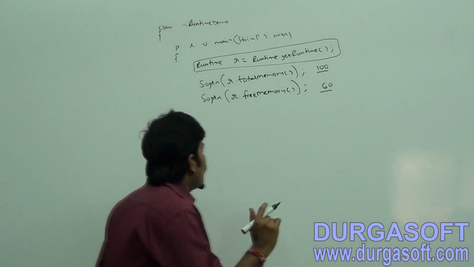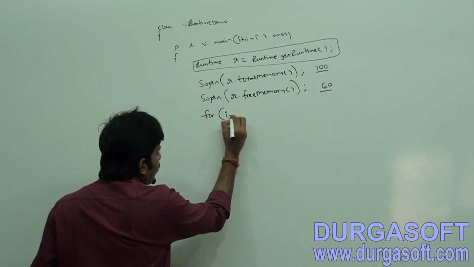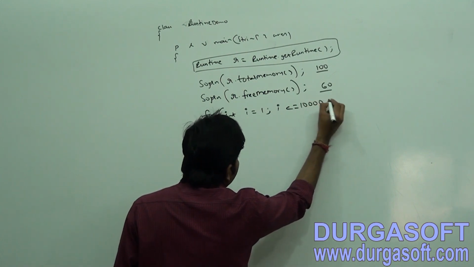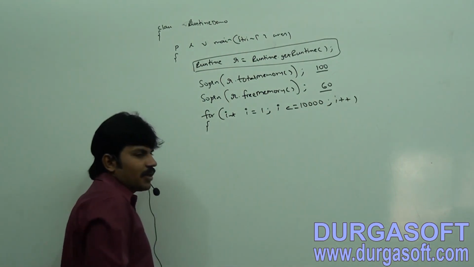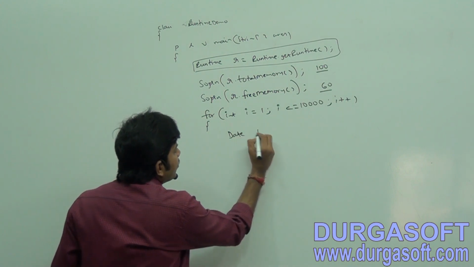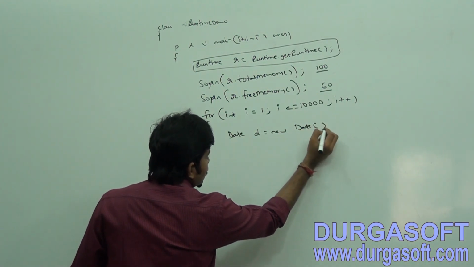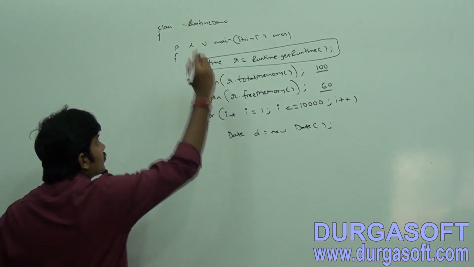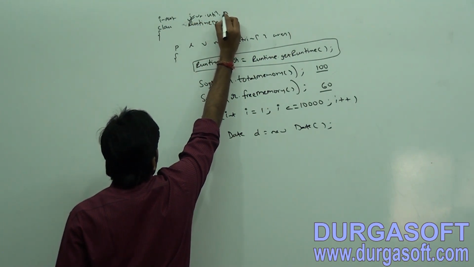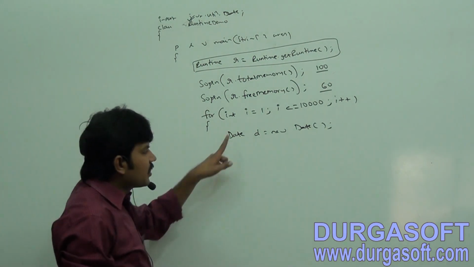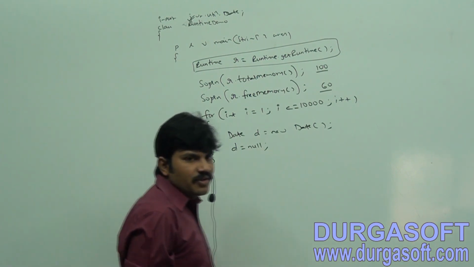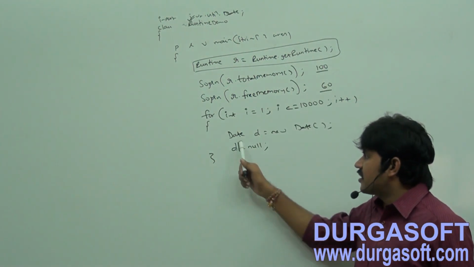Okay, now I am creating a for loop: for(int i=1; i<=10000; i++). How many times will this loop execute? 10,000 times. Within it, Date d = new Date(). Sir, in which package is Date available? java.util. That's why let me add the import statement: import java.util.Date. I created a Date object, and immediately I am making that object eligible for garbage collection.